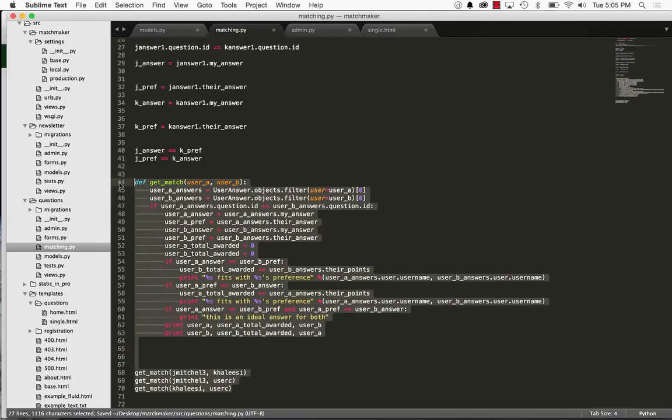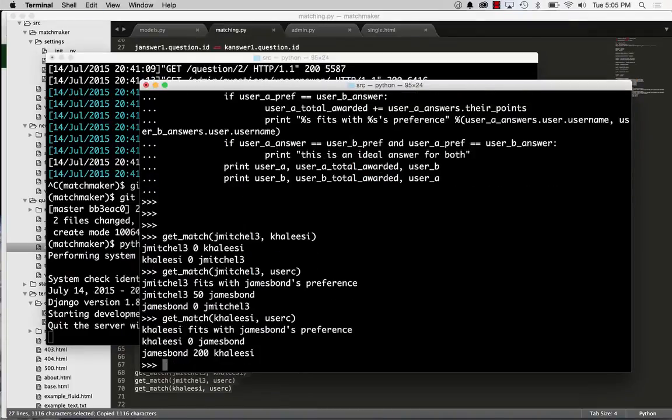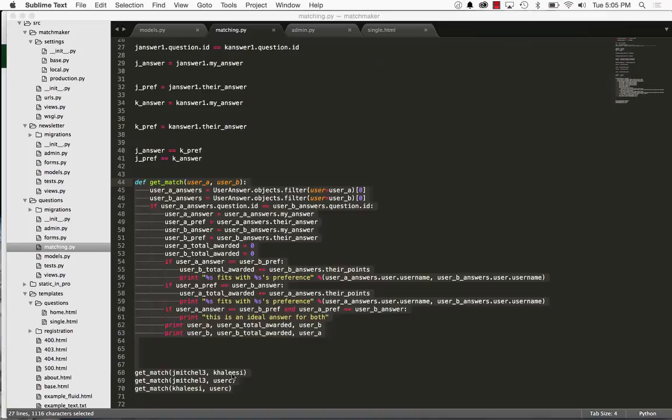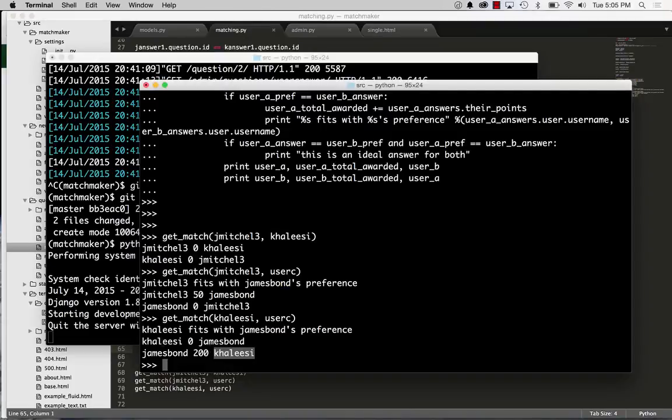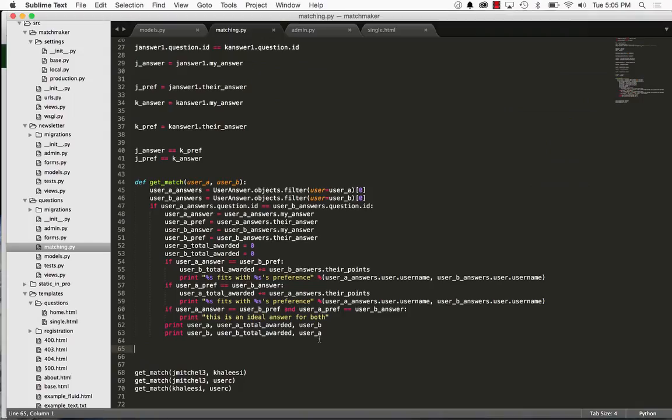Let's do that one more time. And now it's saying Khaleesi gives 0 to James Bond, but James Bond gives 200 to Khaleesi. So it's starting to give us some sort of match, right? But since I awarded that, these aren't equal, because we've changed the different sizes to them. And also the fact that one person's giving 0 and the other person's giving 200, there's some sort of average here. And that average is actually what we need to figure out.